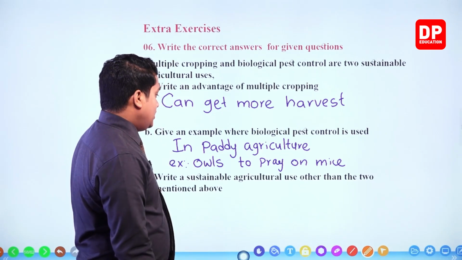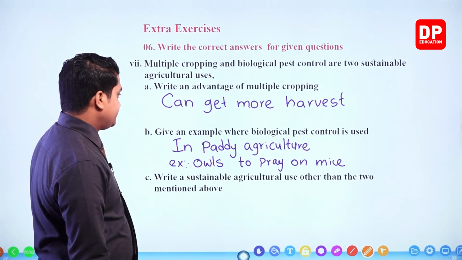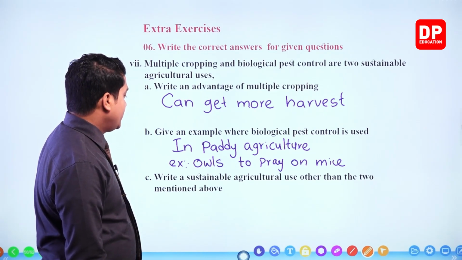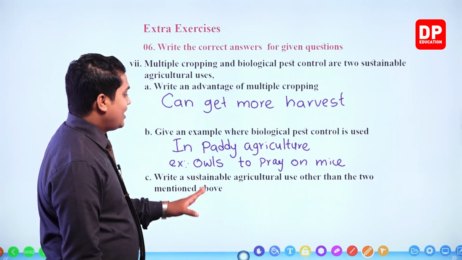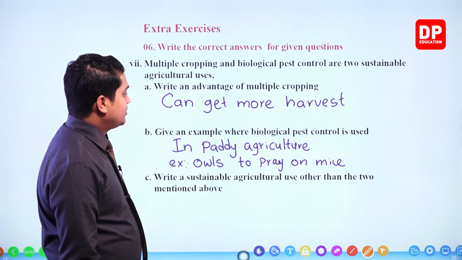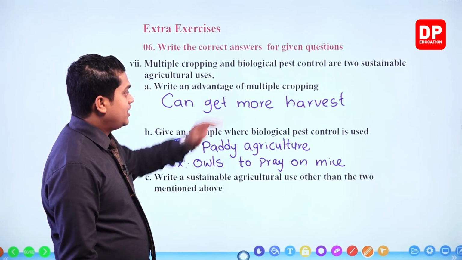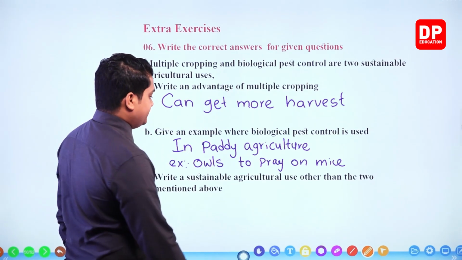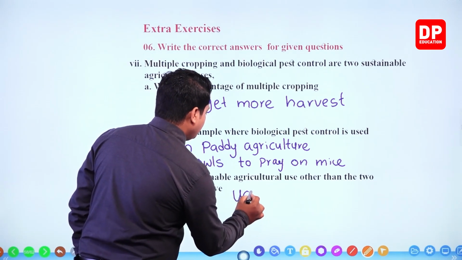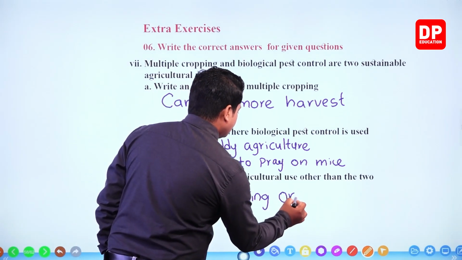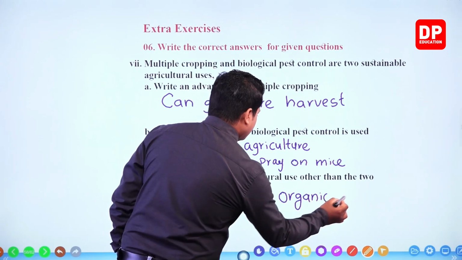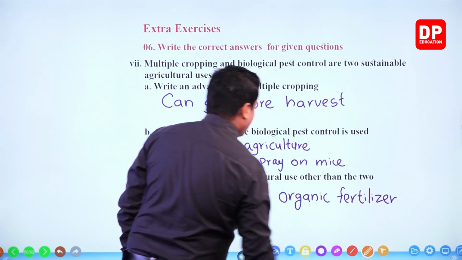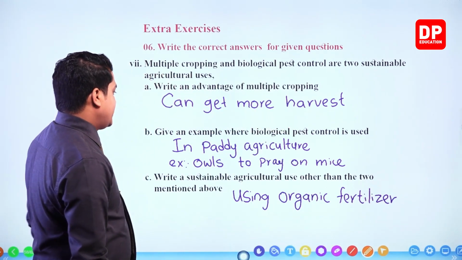Okay, right. Next one. Write a sustainable agricultural use other than the two mentioned above. Biological pest control, multiple cropping. Very simple, my dear children. Using organic fertilizer. Right. Next one.